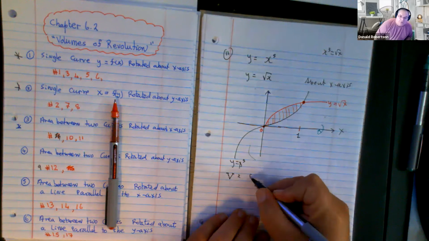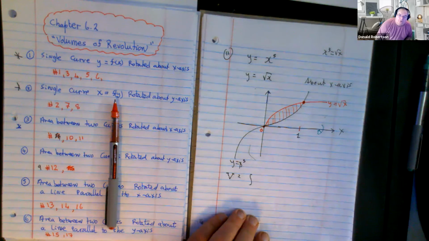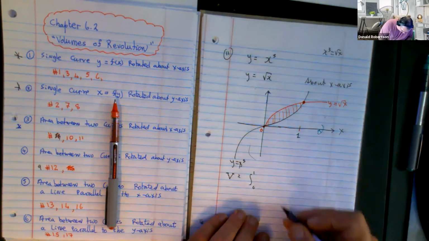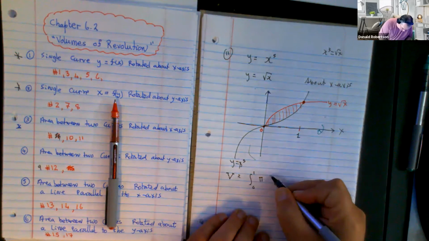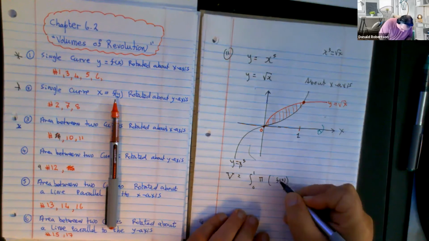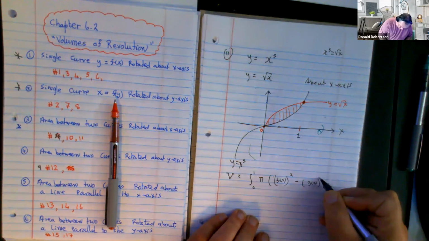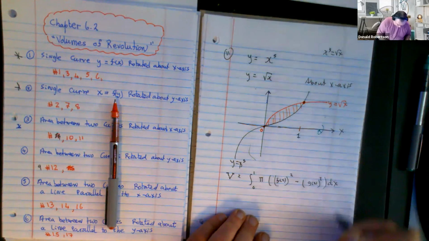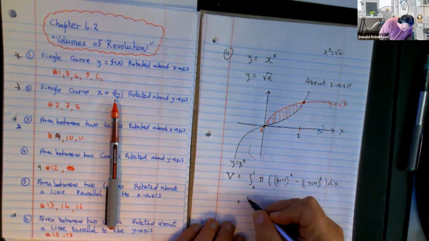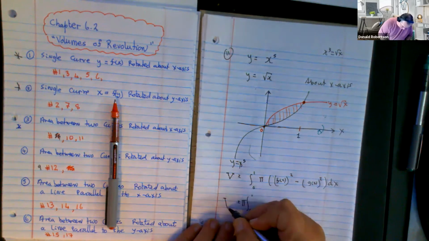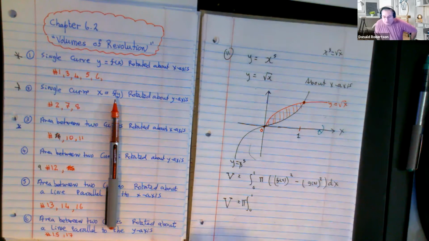So the integral is going to be from 0 to 1. It's going to be pi. There's going to be a guy called f of x, which will square, take away another guy called g of x, which will square. Do a dx. So you have only one decision to do now, and you've pretty much got this question set up. Red guy or black guy? Which one of those two is going to be my f of x?